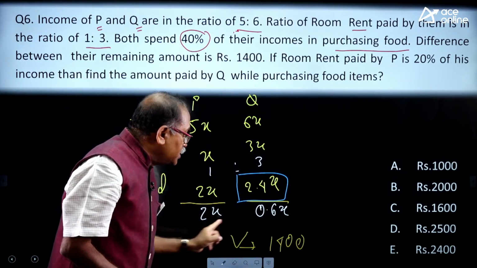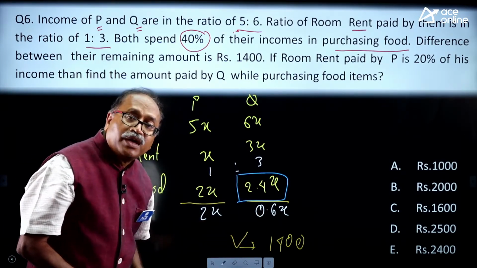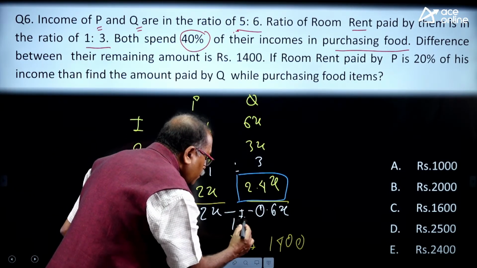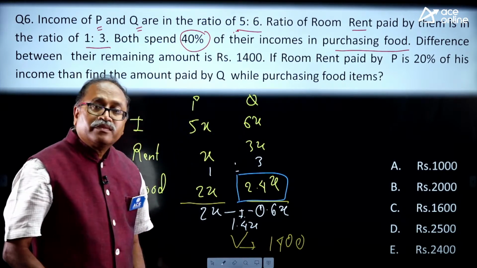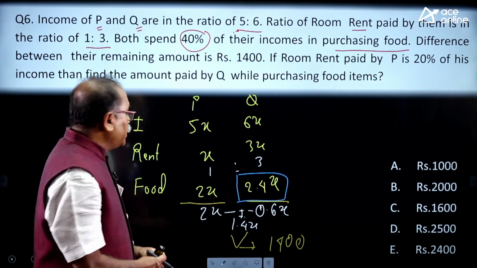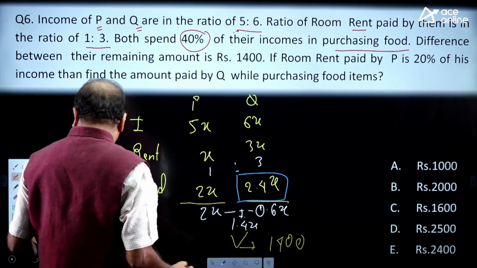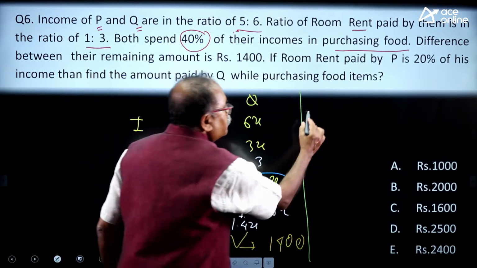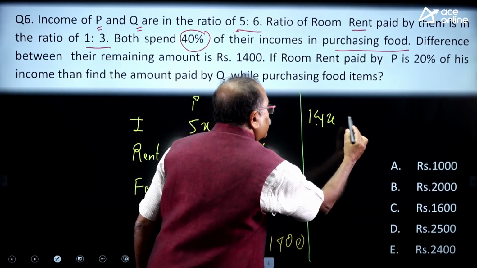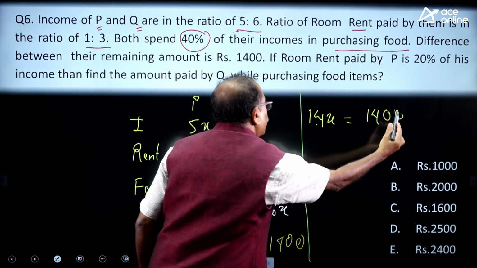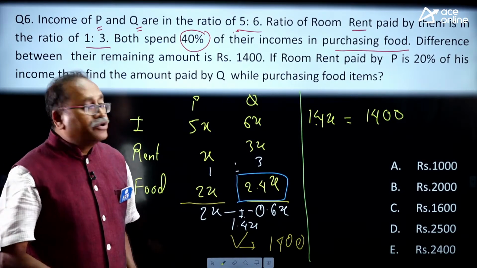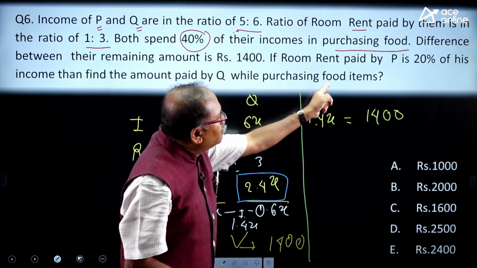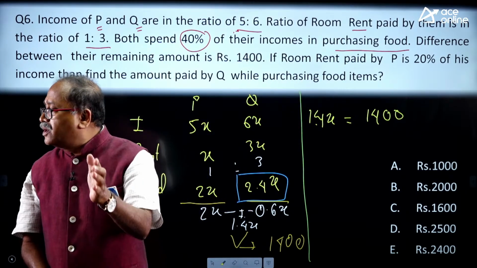And what is the difference between their savings? I can see 1.4x. Is it not? The difference between these two is 1.4x. So when I know that 1.4x is equal to, let me write it down over here. I don't need to write a separate line, but just to make things clear, 1.4x is equal to 1400. What is my requirement? The question asked, find the amount paid by Q while purchasing food? Come on, anyone?